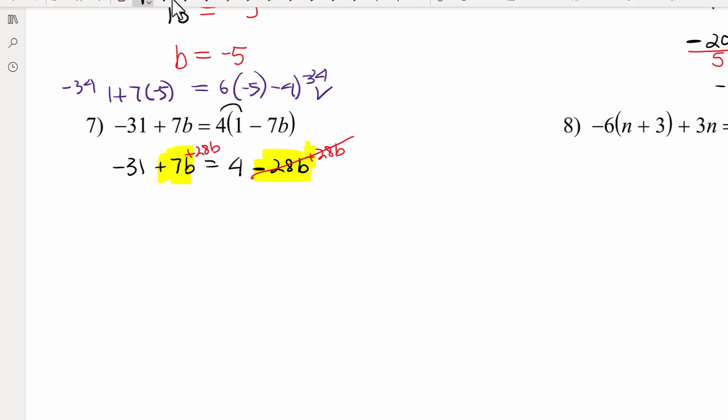So now what we have is -31 plus 35b is equal to 4. We're going to add 31 to both sides because we want to isolate the variable. Well, that's handy. 35 is being multiplied. It's attached to b. So to undo that, we're going to divide. B is equal to 1.